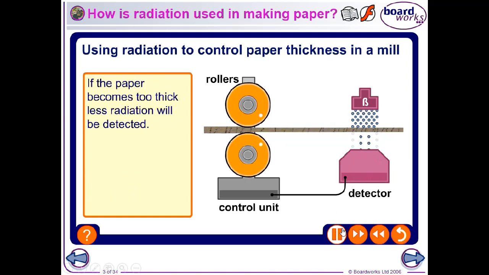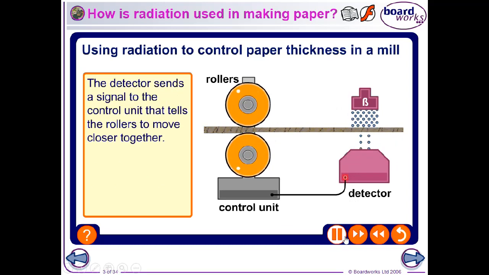If the paper is too thick, then the count rate will decrease, and that can then send a message to the control unit to tell the rollers to press harder. And the rollers there, they move closer together. They push closer together to make the paper thinner again.